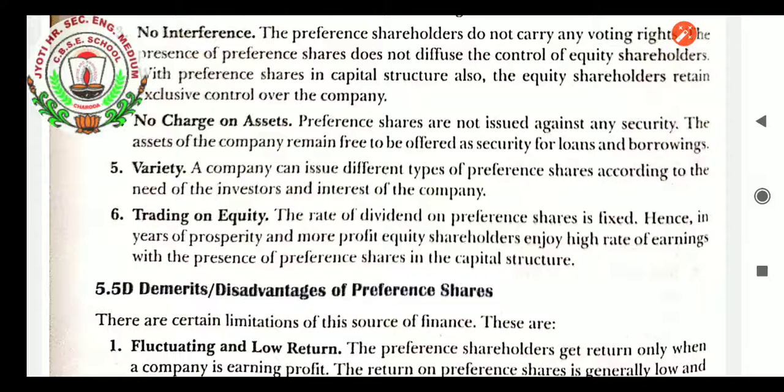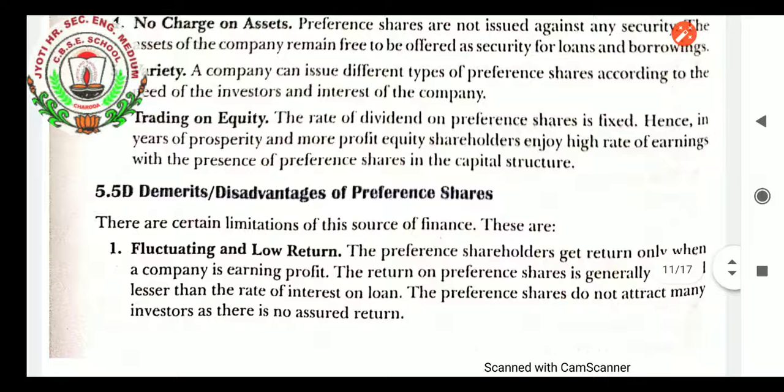Variety: different types of preference shares are there. There is a choice for the company to select the best type of preference shares for the interest of the company. Demerits: when we talk about the disadvantages of preference shares, there are certain limitations of this sort of finance.